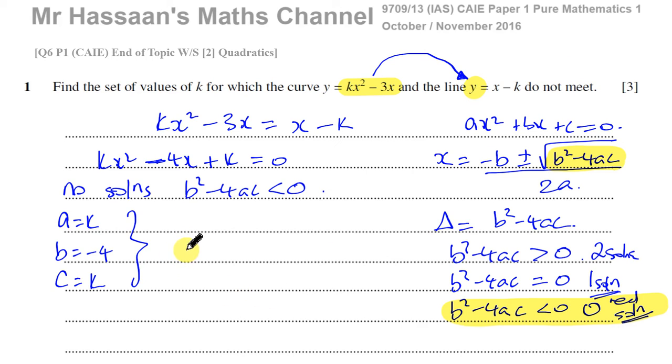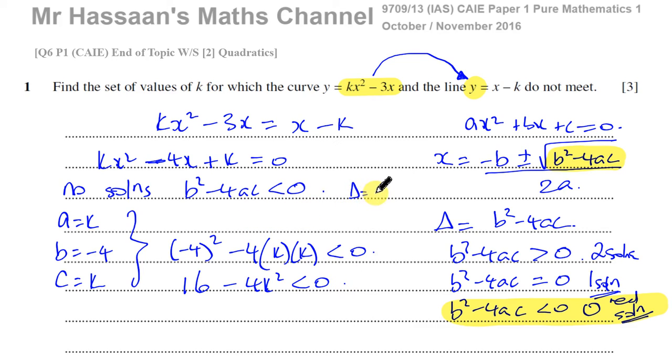Okay, so here you have b squared, which is minus 4 squared, minus 4 times k times another k, and we have to find when that is less than 0. So that's 16 minus 4k squared is less than 0. So basically our discriminant is, in this case, 16 minus 4k squared.